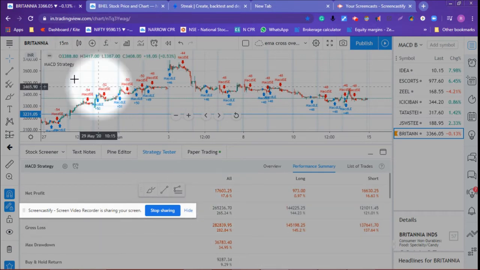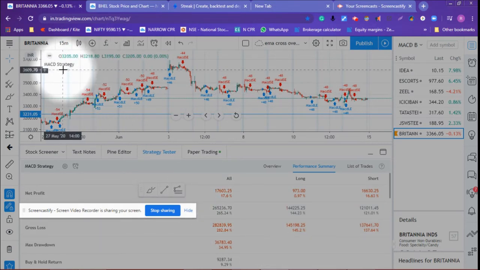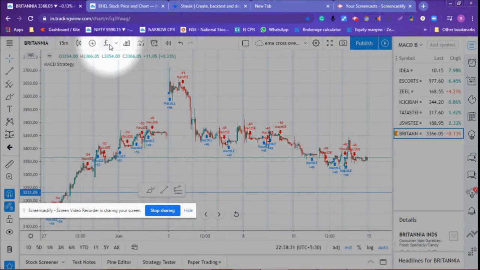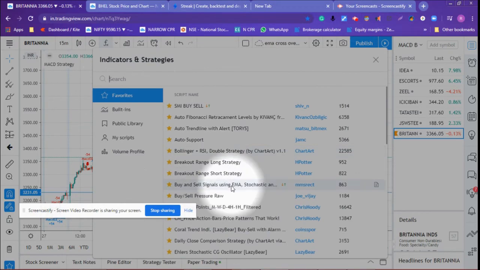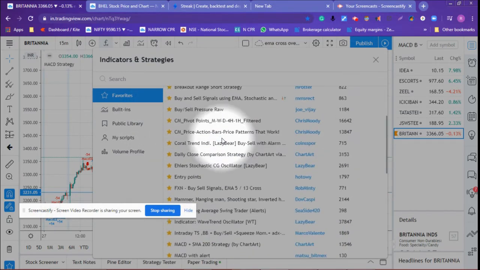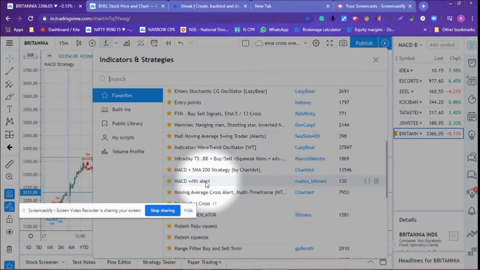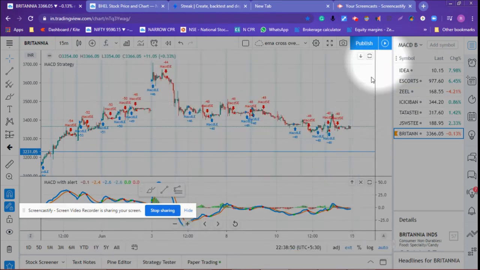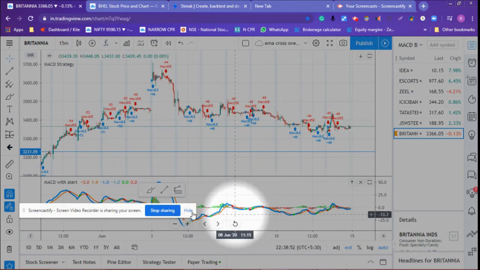So one important thing, guys, this is a strategy version. You should always use the indicator version. So the best indicator which I use is something called MACD with alerts. If you type here MACD with alert, it is by Matsu Bitmax, 130 likes. Just go here. I use this because it's very simple to use, because it gives a direct indication where to buy and where to sell.